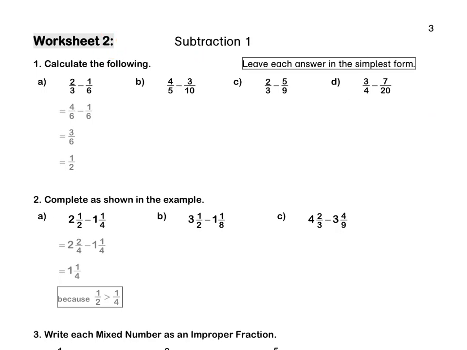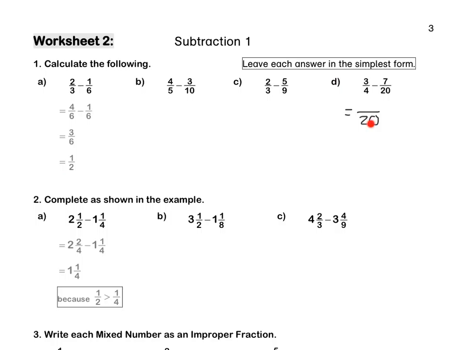Worksheet 2, Subtraction. We have 2/3 minus 1/6. Our LCD is 6. So we rewrite 3 times 2 is 6. 2 times 2 is 4. We minus to get 3/6, which in simplest form is a half. Get out your pens and let's do D together. We have 4 and 20, so our lowest common denominator is 20.